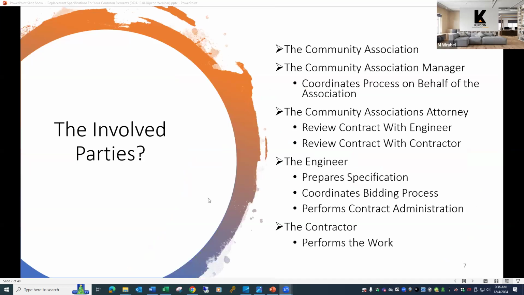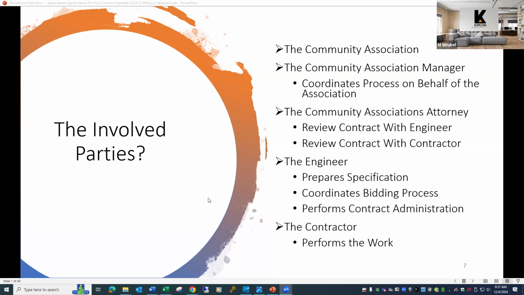So, who are the parties that are involved in a construction project? Obviously the owner of the project, and in the case of an HOA, that is the community association. The community association is the owner of the common elements and whatever common element is involved in the construction. The community association manager is the representative for the owner in most cases, and they are the point person for interaction with the design professional and with the construction professional as well. And we'll see that as we move on.